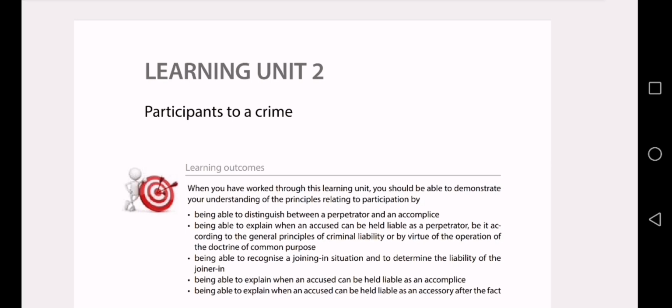Okay, learning outcomes. When you have worked through this study unit, you should be able to demonstrate your understanding of the principles.